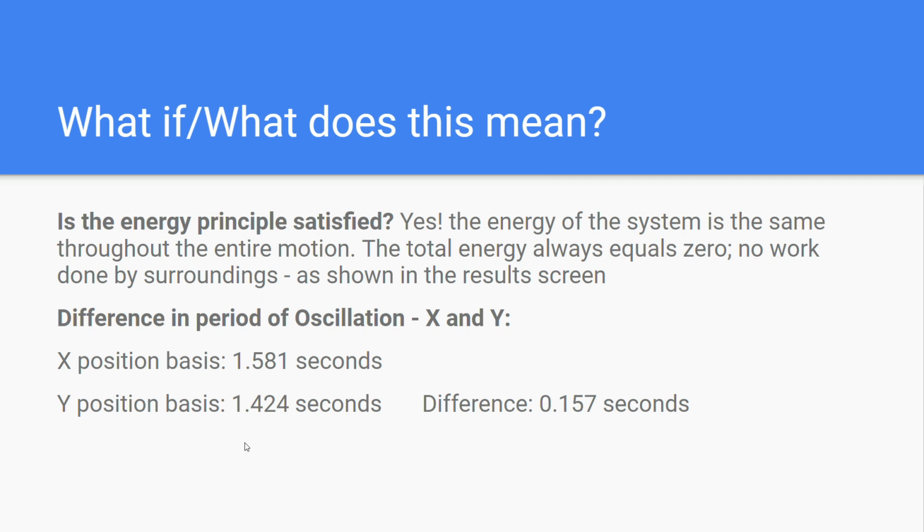And finally, for the what-does-this-mean questions: is the energy principle satisfied? Yes. The energy of the system is the same throughout the entire motion. The total energy always equals zero. No work is done by the surroundings, and we showed this in the results screen as well.